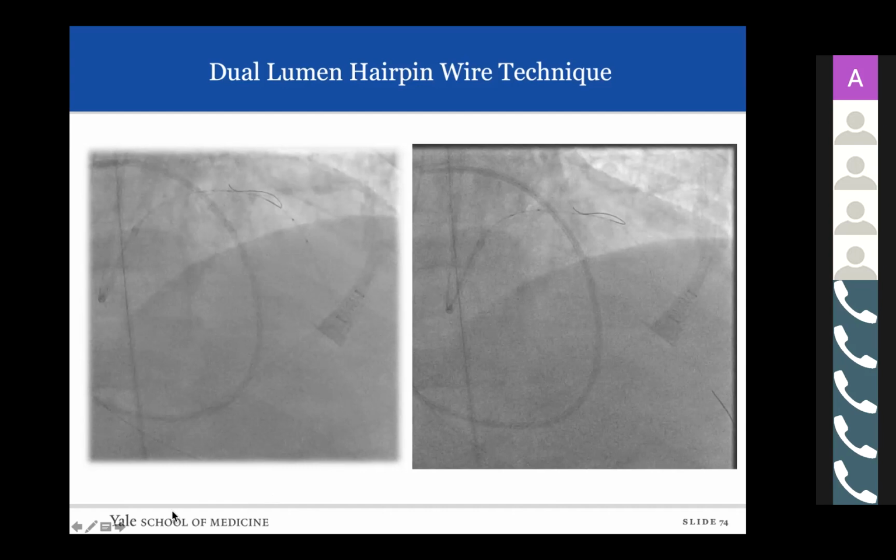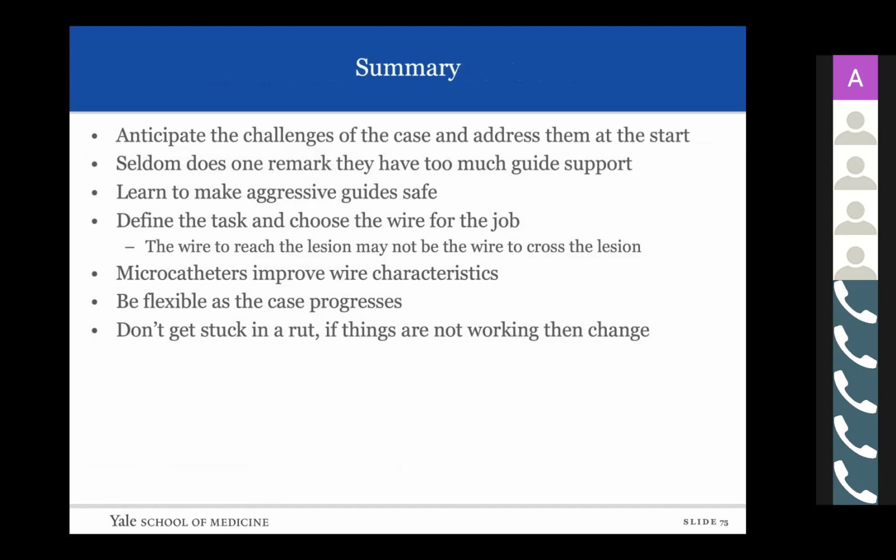So in summary, I think the most important thing is come to the game ready to play, anticipate the challenges of the case, and address them at the start of the case. It's very rare that I've ever heard someone say they have too much guide support. So remember, we have to weigh the risks and benefits of the degree of support with what we think we'll need for the case. We talked about ways to make aggressive guides safer. We've discussed defining what the task you want the wire to do is and how to choose the wire. And remember to switch your wires to a workhorse wire once you've used a specialty wire.